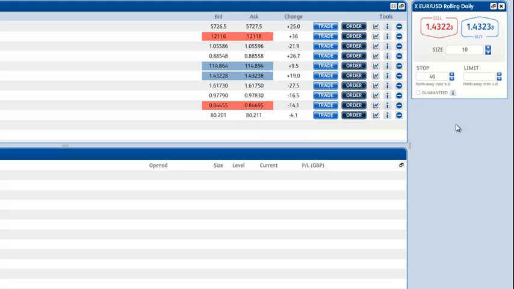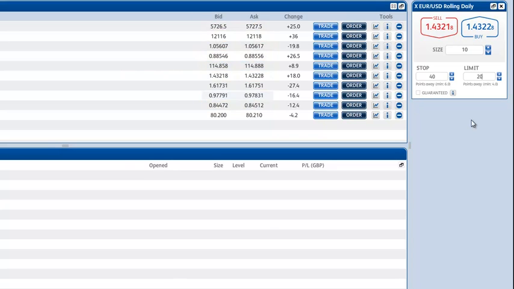We wouldn't look to lose much more than 20 pips on the normal trade, because we're looking for a risk reward of 1-to-1 on all our trades anyway. So this is how we have the ticket set up. You can put the limit in at 20. I personally don't use a limit.